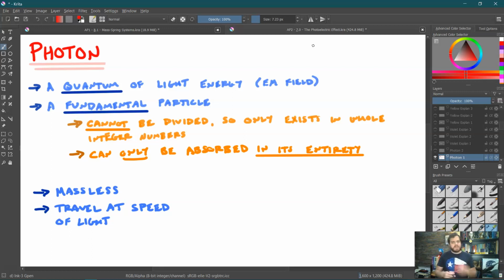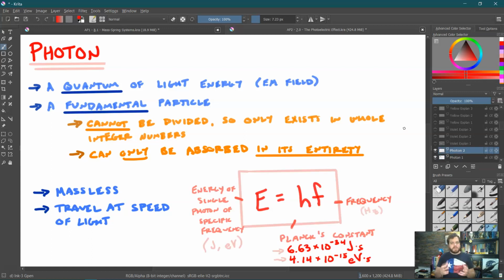Now, what I mean by that is if I have an electron and a photon comes in, it takes in the entire photon. It can't just take half, because photons can't exist in those fractional amounts. Now, how much energy does the photon carry? Well, it carries an amount of energy related to its frequency. Seen in this equation here, capital E is equal to HF, where E is the energy of a single photon of a specific frequency. So not every individual photon has the same amount of energy. It depends on the frequency of light that it comes from.